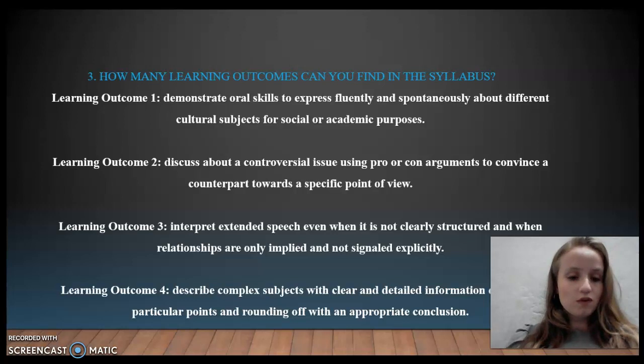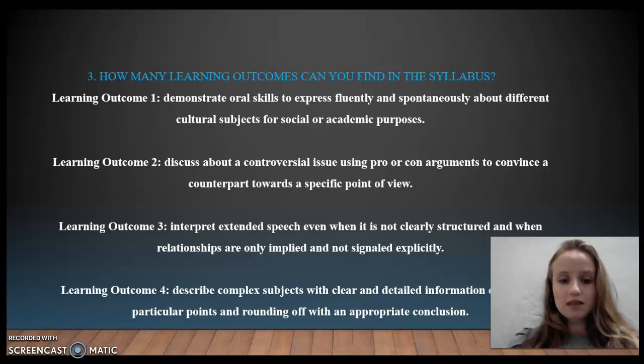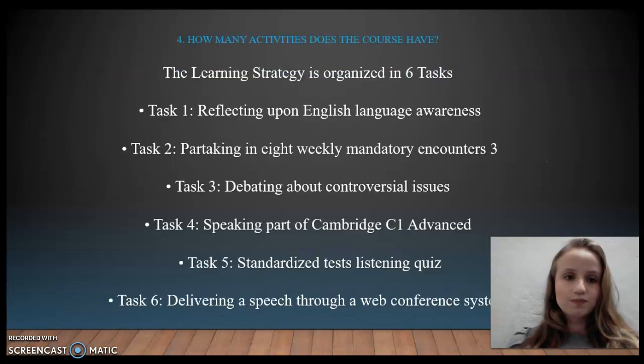Learning outcome 4. Describe complex subjects with clear and detailed information, developing particular points and rounding off with an appropriate conclusion. How many activities does the course have? The learning strategy is organized in 6 tasks.